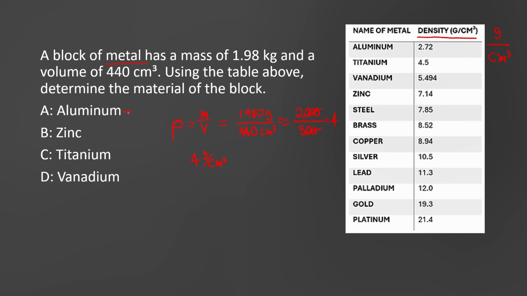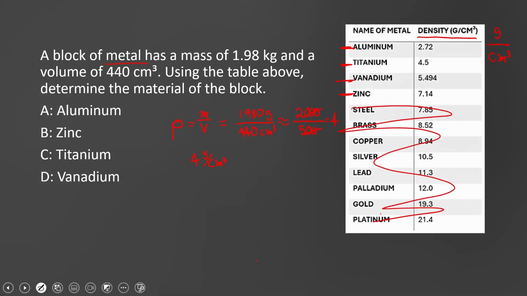Now, based on our table over here, we see that if we look at the 4 materials, what are the 4 materials that we're given? We're given aluminum, titanium, vanadium, and zinc, right? So essentially it has to be one of these 4. Obviously it can't be any of the rest of these, so we can just go ahead and cross those off. And based on this table, it looks like 4 is about closest to 4.5, right? Maybe we want to take a look at that. It's probably not going to be vanadium or zinc, right?